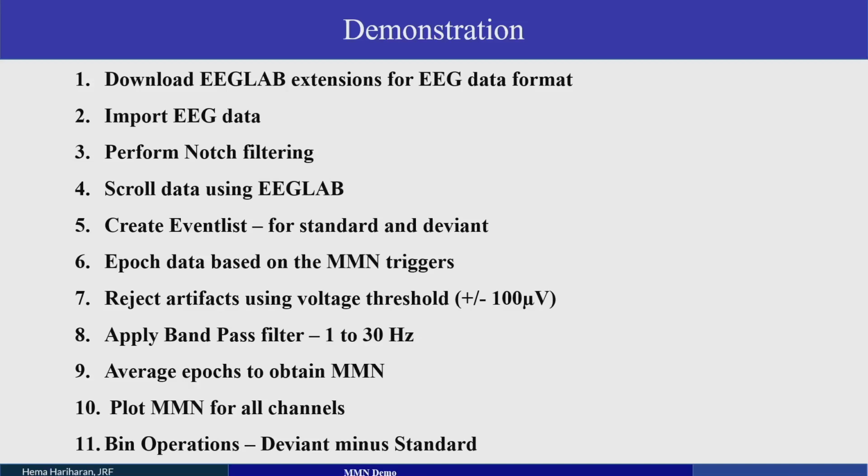And another important step apart from the AEP is the bin operation, because the MMN is actually the difference between the deviant and the standard. So we have to do that particular step in the ERPLAB analysis before doing anything else. Otherwise, if you don't do the bin operation, we can only visualize the standard alone and the deviant alone, but we won't be able to visualize how the MMN looks.